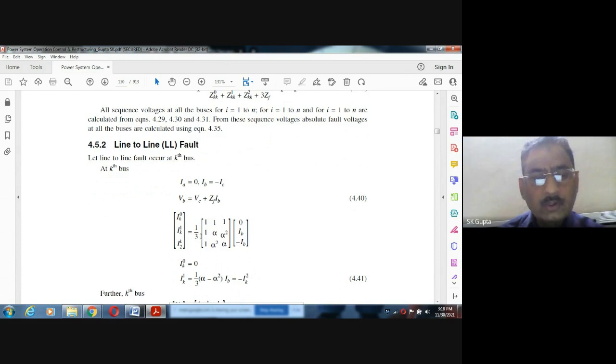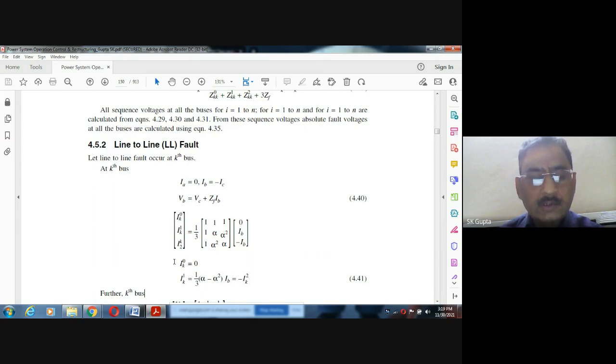And IK1, if you multiply this row with this column, IB is common, it is alpha minus alpha square, times IB. And in case of IK2, it is alpha square minus alpha. Here it was alpha minus alpha square, here it is alpha square minus alpha. So IK1 is equal to IK2 with a minus sign.